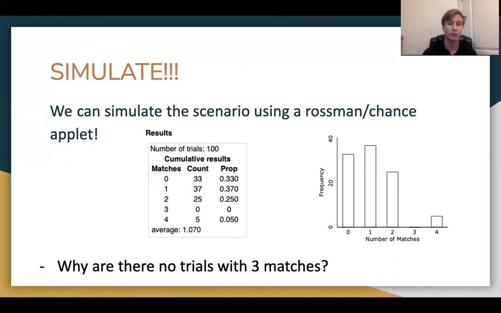One question I want to ask you guys from this graph is, why are there no trials with three matches? That may seem odd because the first thought may be, oh, well, three matches is less than four, so why aren't there more three matches than four? And the simple answer is it's impossible to have a trial with three matches. So this isn't just a simulation gone awry or an outlier. It is physically impossible to have three matches and then one unmatched. If you were to have three correct matches, the only possible response for the fourth one would be the correct match. So that's why there are no outcomes with three matches.